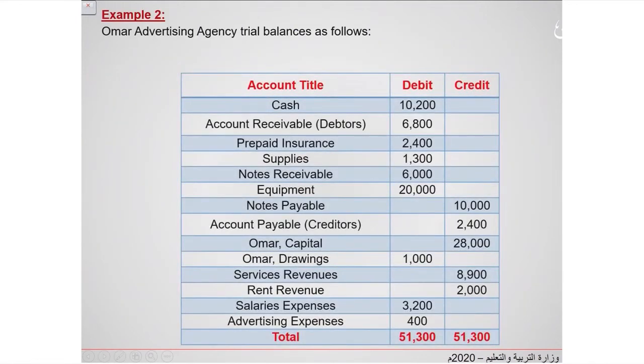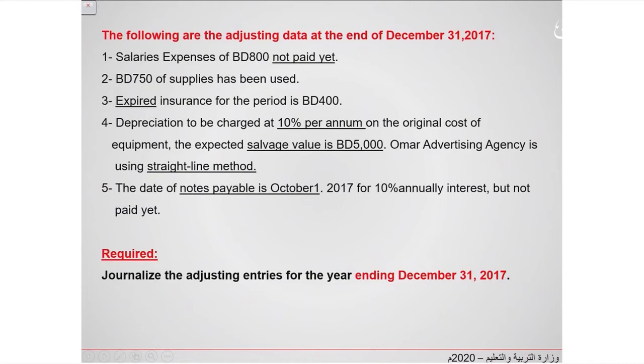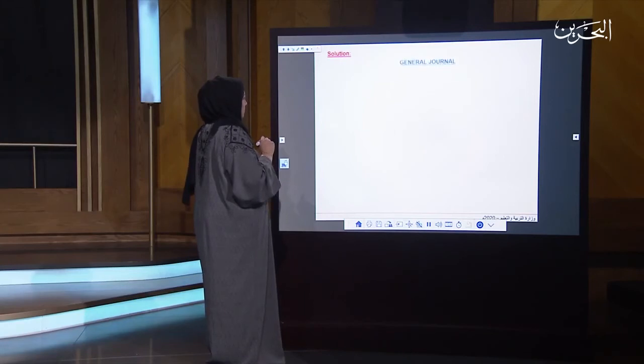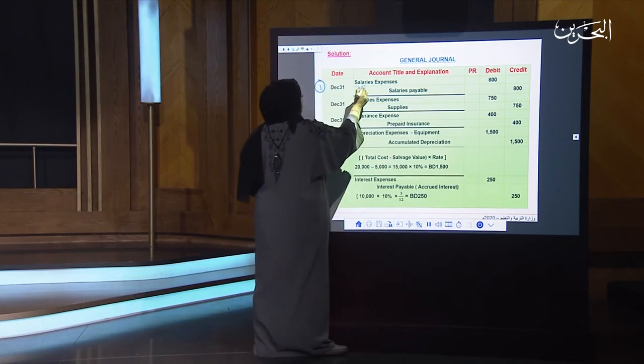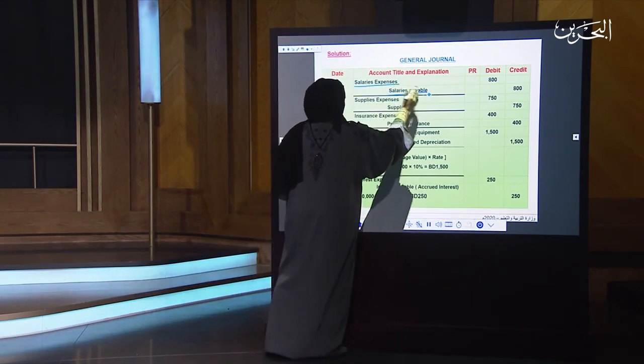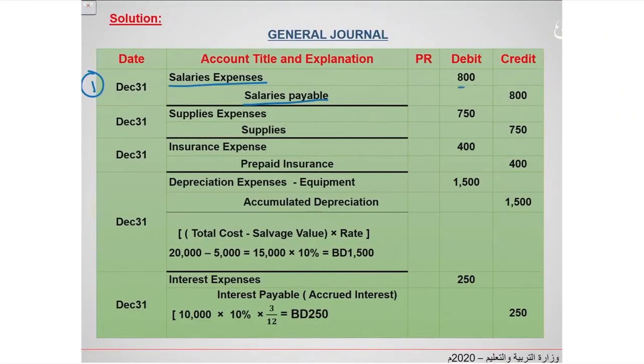This is the trial balance of Umar Advertising Agency, and these are the transactions. Now, you have salary, first transaction, salaries expense, not paid. See, not paid. How to prepare the general entries for the first one, for the accrued expense, for the salaries expense. First one, I put the salaries expense in debit side, and credit side, I put the salaries payable 800 in debit side and credit side 800. It is direct. No need for calculation.